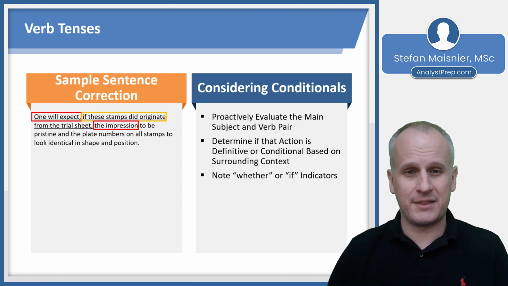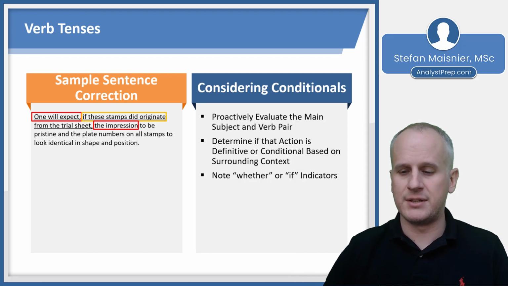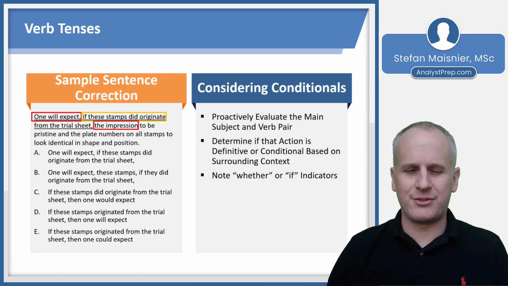And we see that there's a clear if clause between our subject and our object here. So if these stamps did originate, one will expect the impression to be multiple things. So now let's introduce our answer choices and consider the implications of that conditional.